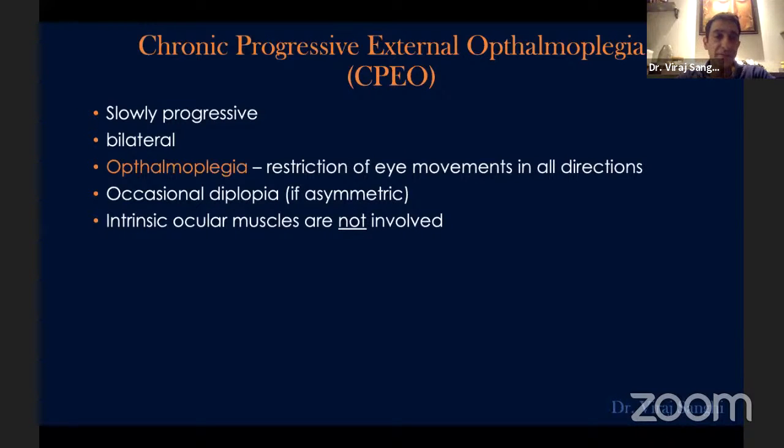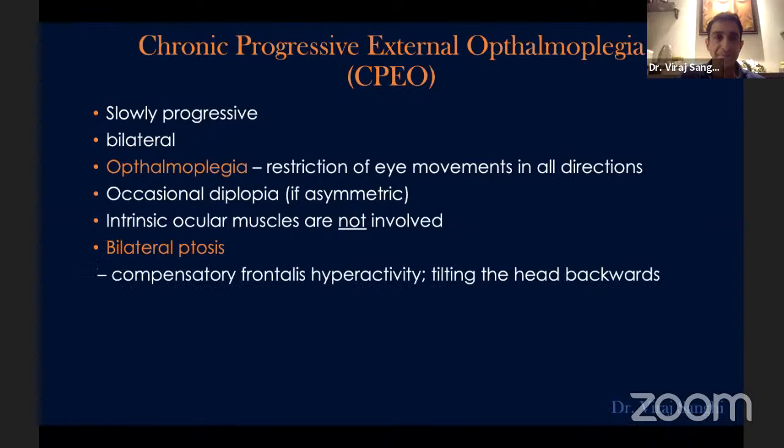Occasionally, they may have diplopia. Diplopia is not common in these patients, because it's very slowly progressive, and because it's usually symmetric. However, if you have an asymmetric ophthalmoplegia, then these patients may occasionally complain of diplopia, but that's not usual. Keep in mind that the intrinsic ocular muscles are not involved, and therefore it's called progressive external ophthalmoplegia. Bilateral ptosis is common in these patients, and you will often note the compensatory frontalis hyperactivity. Many of these patients will even be chronically tilting their head a little backwards so that they can see better, as they would with any other cause of bilateral ptosis.